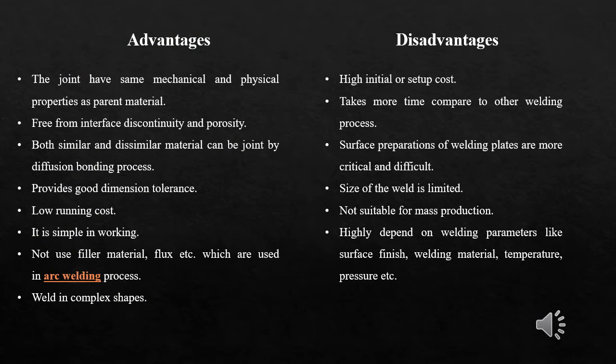There are some advantages and disadvantages of using this diffusion bonding process. The advantages are the joint has the same mechanical and physical properties as the parent material, free from interface discontinuity and porosity. Both similar and dissimilar materials can be joined by the diffusion bonding process, it provides good dimensional tolerance and low running costs. It is simple in working, does not use filler materials and flux, and can weld complex shapes.